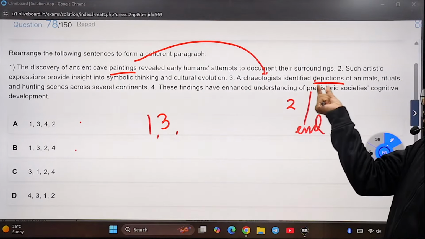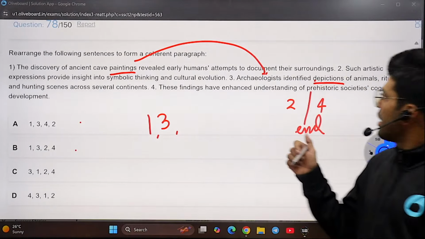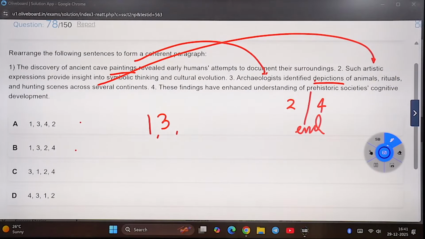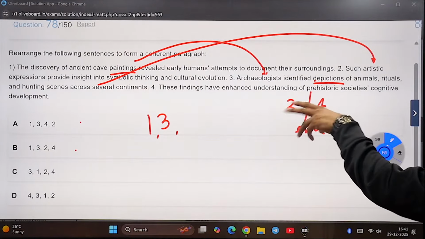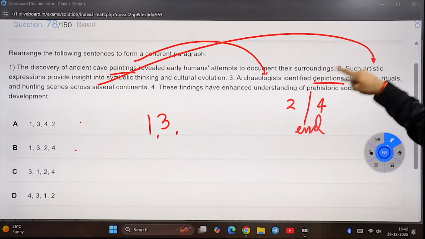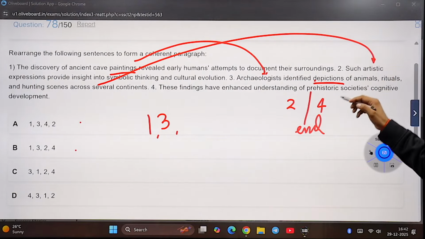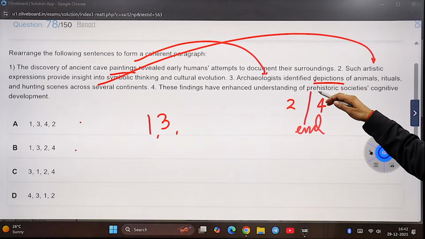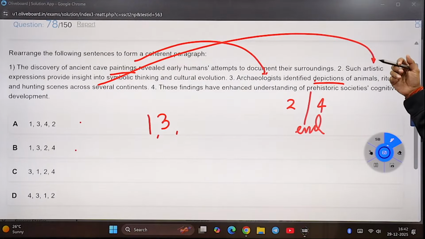These paintings, like the depictions of animals, rituals, scenes across these and that, such artistic expressions provide insight. Can't I say that? Such artistic impressions or expressions. Of animals, of rituals, of hunting scenes. Such artistic. Okay, if you put fourth first and two then, first one, what is there in fourth that we can say such artistic expressions? But yes, there are artistic expressions in the third one, after which we can put the second one. Rishabh, Ankit. Okay, objections welcome.